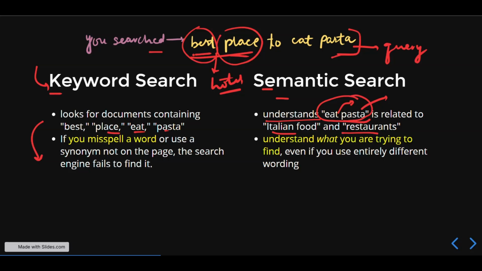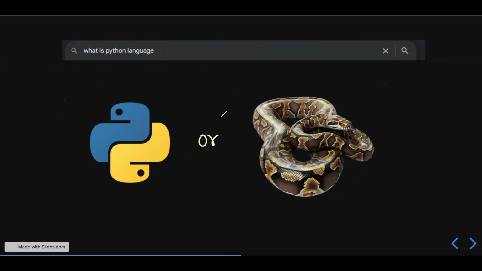In semantic search, if you have some kind of bad wording or a different language or different kind of thing in your query, it still tries to understand that, rather than giving the result like keyword search.